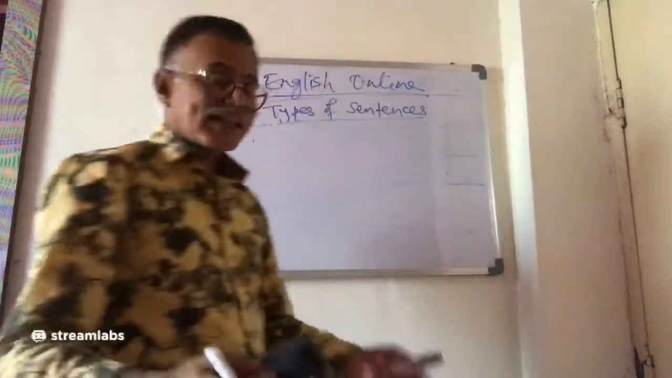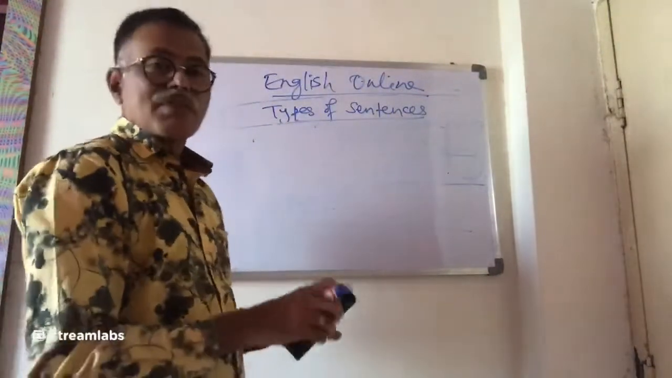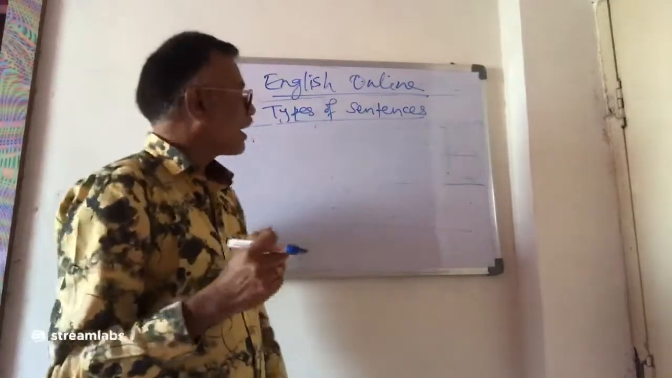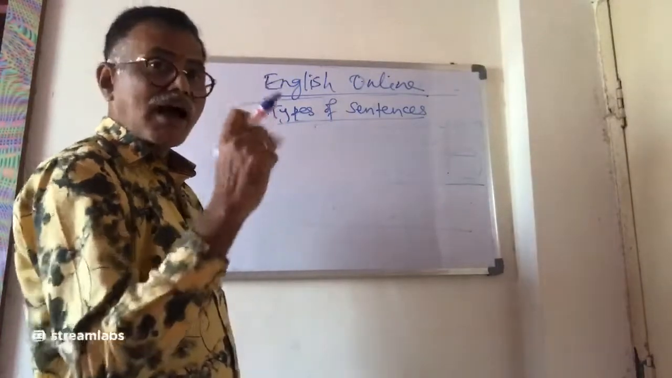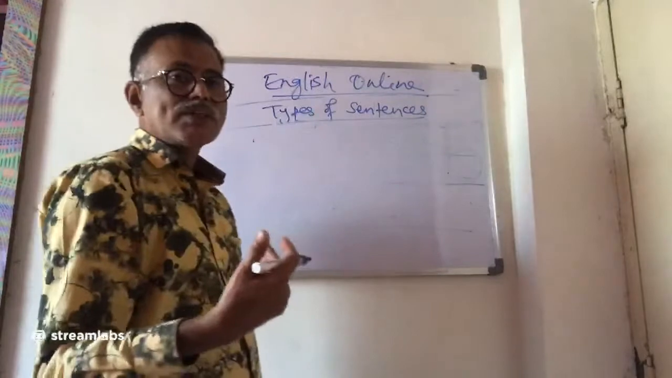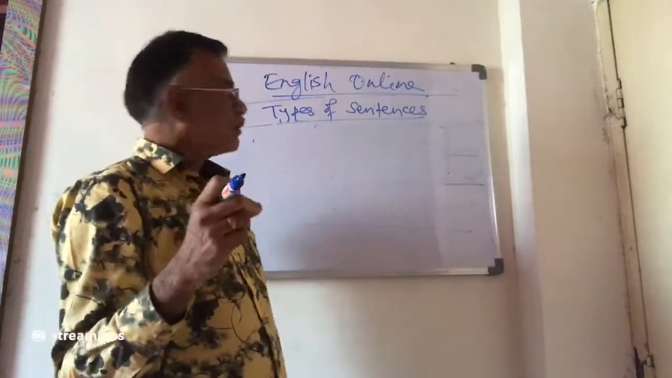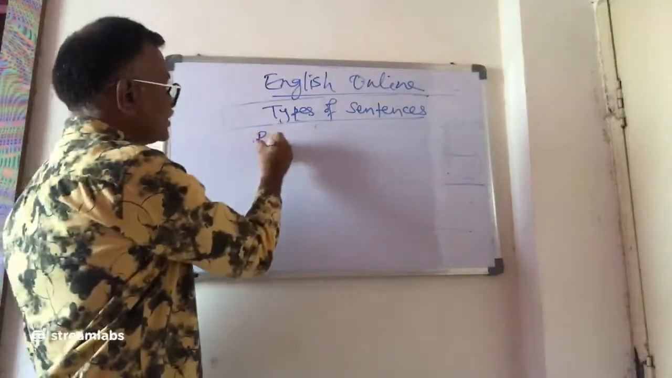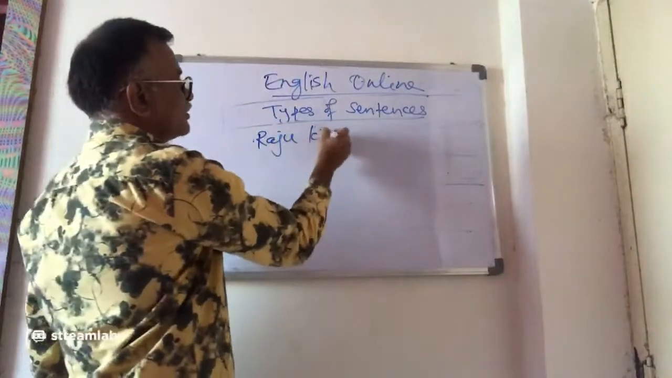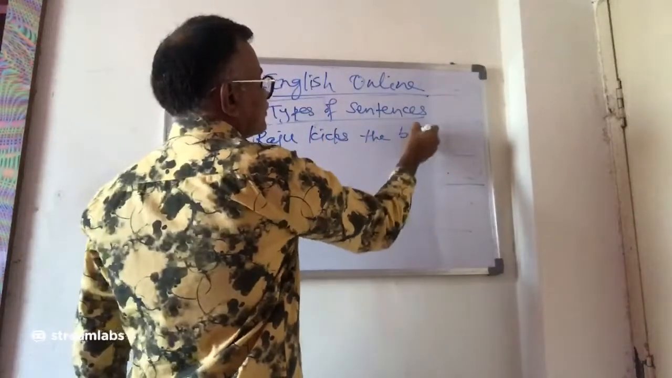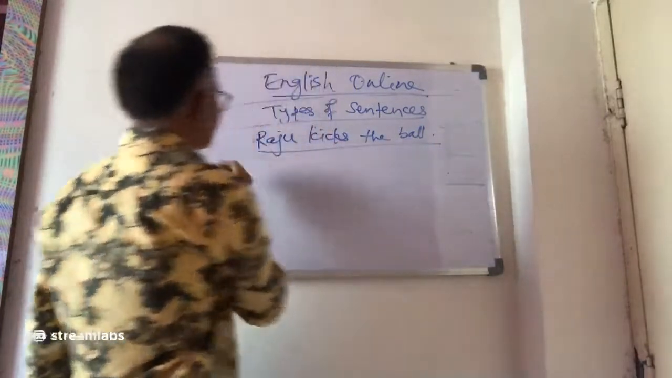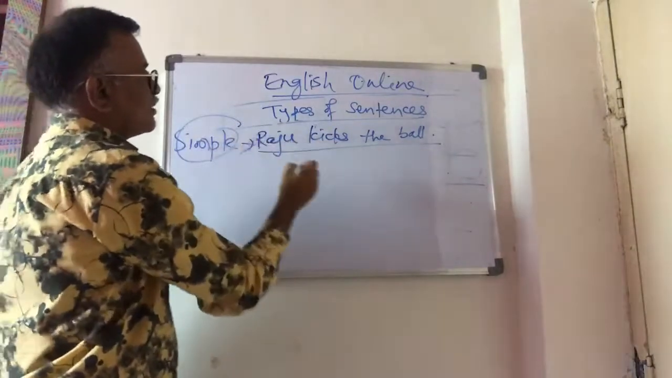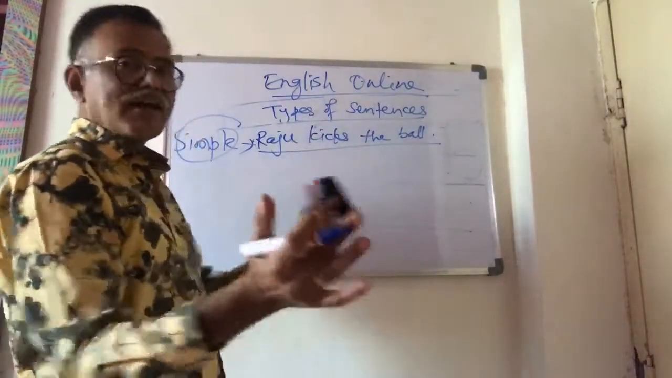The thing is, sentences are of different types. We have to see those types. In the examination we are supposed to identify those types and score marks. And in the MCQ pattern, of course, there will be choices given. That becomes a bit easier for you to identify which sentence belongs to which category. Now, the first sentence that we have just seen, Raju kicks the ball, we call a simple sentence, which has a very simple structure of subject and predicate combined together.